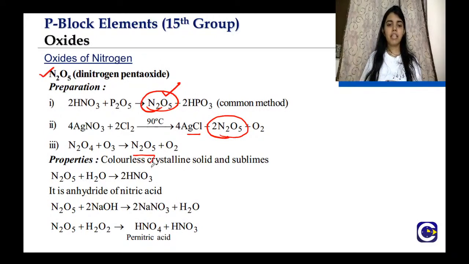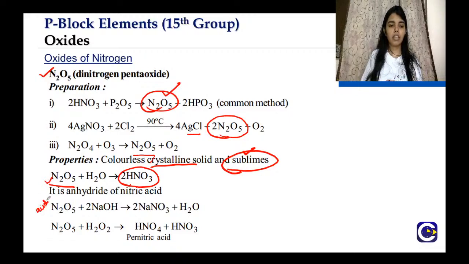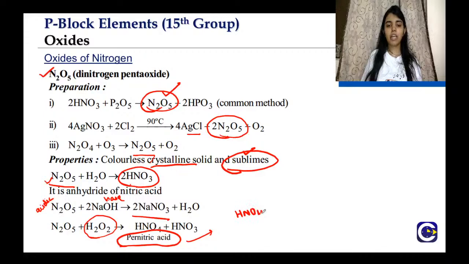Its property is that it is a crystalline solid and it sublimes. Sublimation is basically converting solid into gas without passing into the liquid state, or converting gas into solid without passing into the liquid state. N2O5, if you treat it with water, it gets hydrolyzed into HNO3. That means N2O5 is the anhydride of nitric acid. Because it is acidic in nature, it reacts with a base and leads to the formation of NaNO3. Similarly, if you react it with peroxide, it will lead to the formation of pernitric acid. The formula you have to remember for pernitric acid is HNO4.